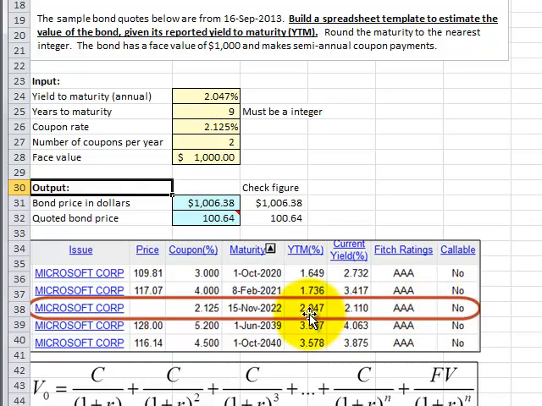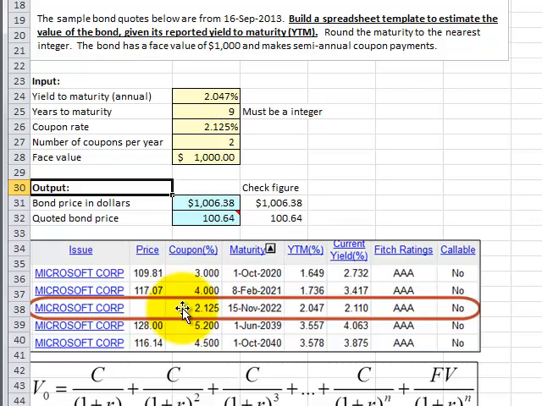The annual yield to maturity on the bond is 2.047%. The number of years to maturity is 9 years. That is from 2013, today, to 2022 is 9 years. The coupon rate on the bond, 2.125%. You see that number down here.